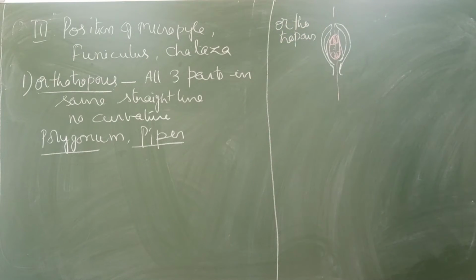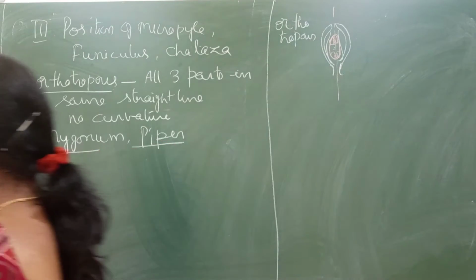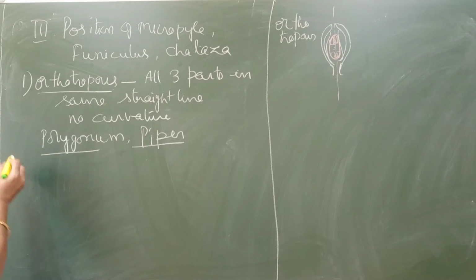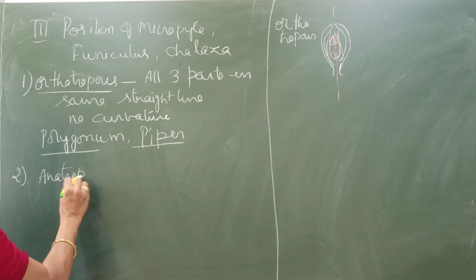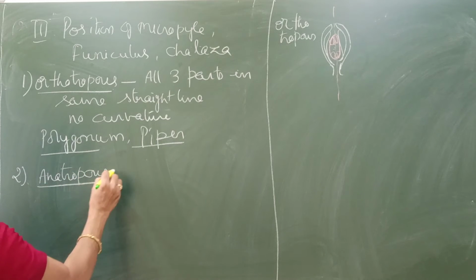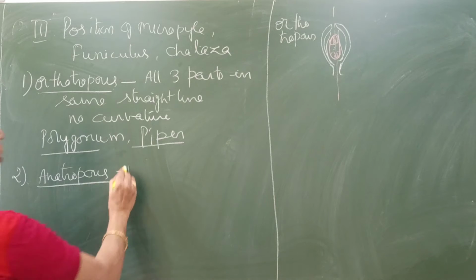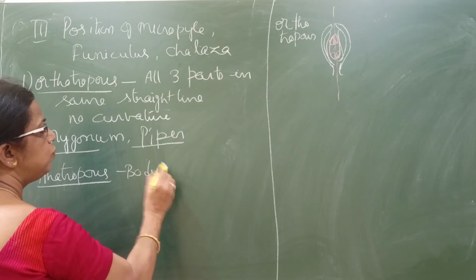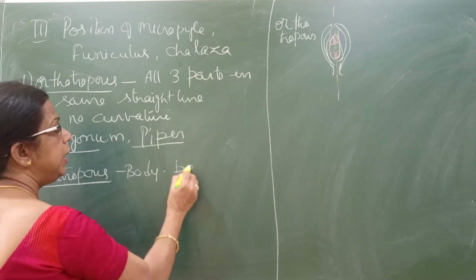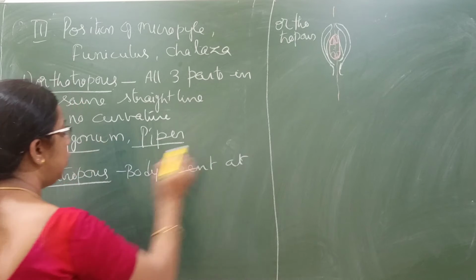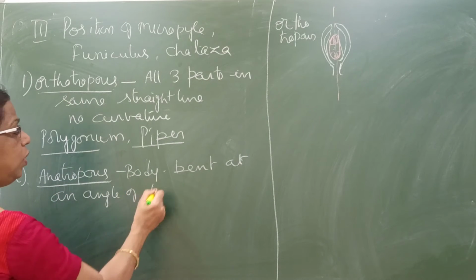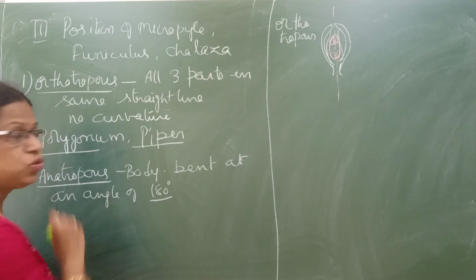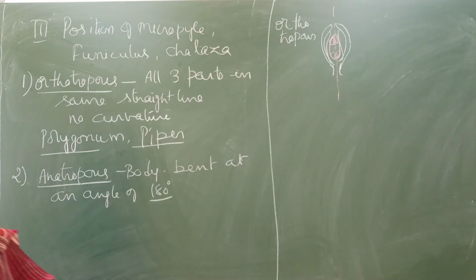Now the second type of ovule is called an anatropous ovule. Here the body of the ovule is bent at an angle of 180 degrees. So there is a curvature of 180 degrees for the anatropous ovule.